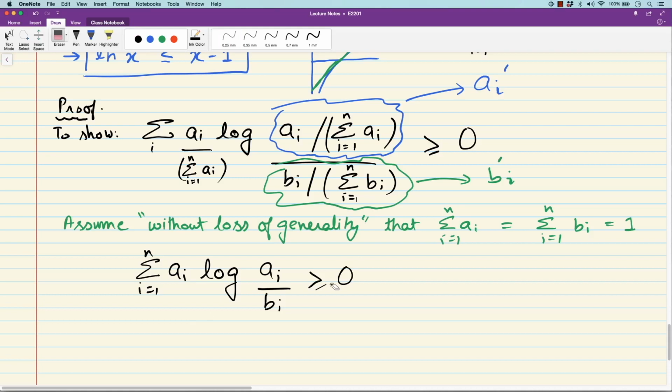Let's switch b and a. Okay, just this. So it's the same as showing that the sum of bi by ai, this is equal to minus of the term we have, is less than or equal to 0. That's what we will show. All right, how do we show this?